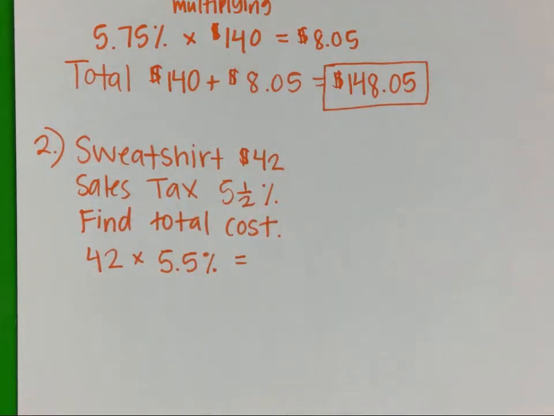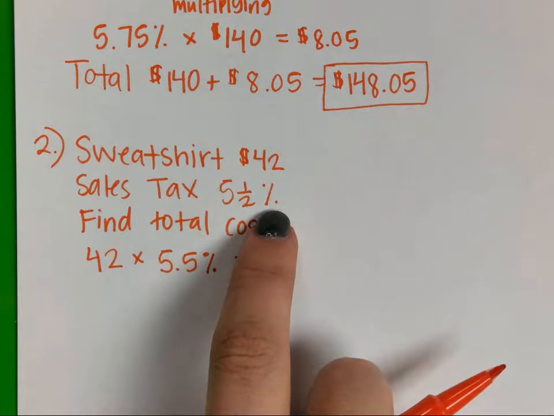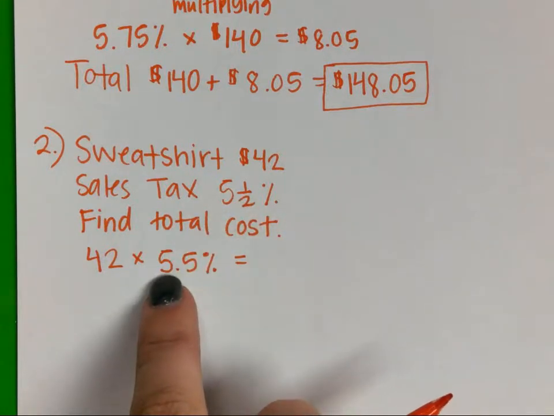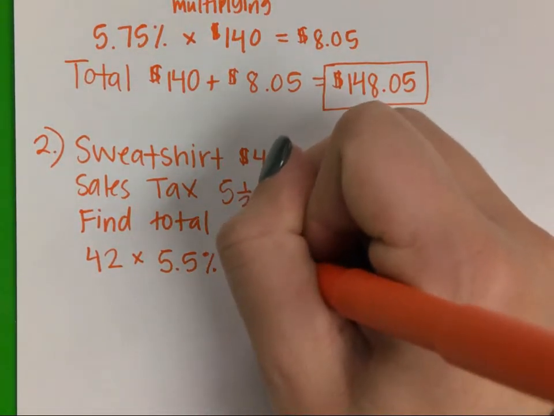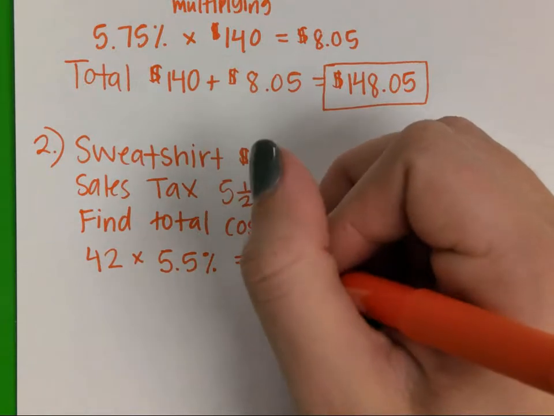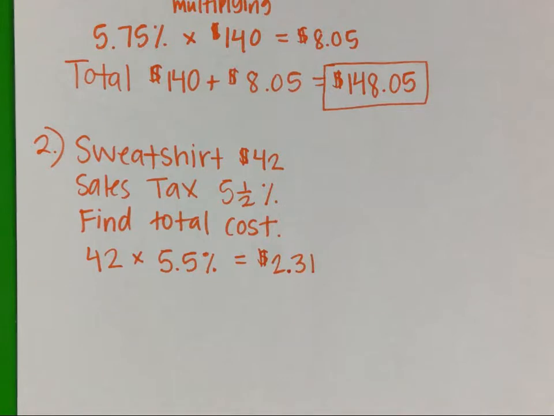So somebody tell me what 42 times 5.5% is. Faith. Sales tax is 5.5%. So I just changed the 5.5 to a decimal. What do I get, Faith? Does everybody agree? So my sales tax is $2.31, but that's not how much I'm actually paying for the total sweatshirt, right?